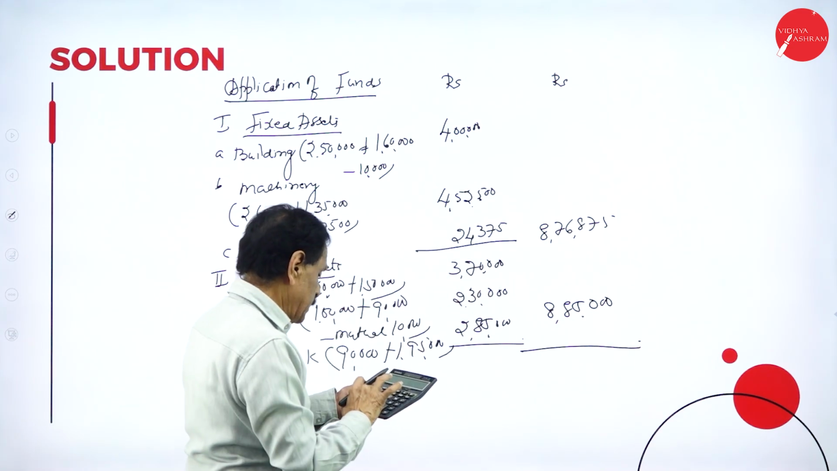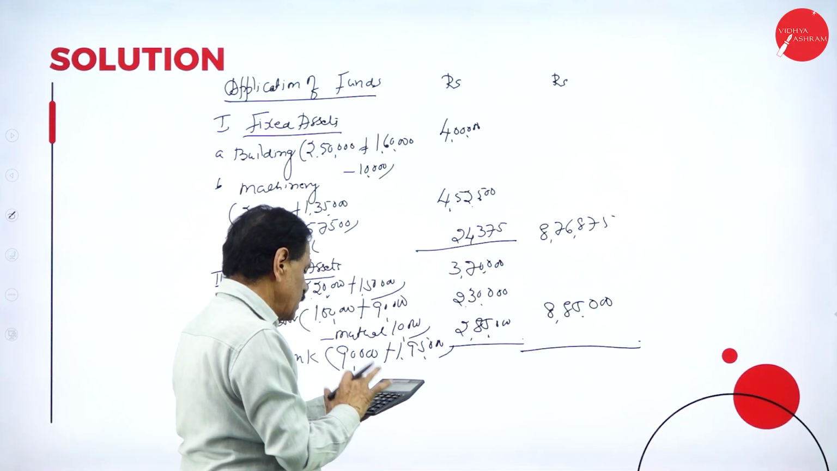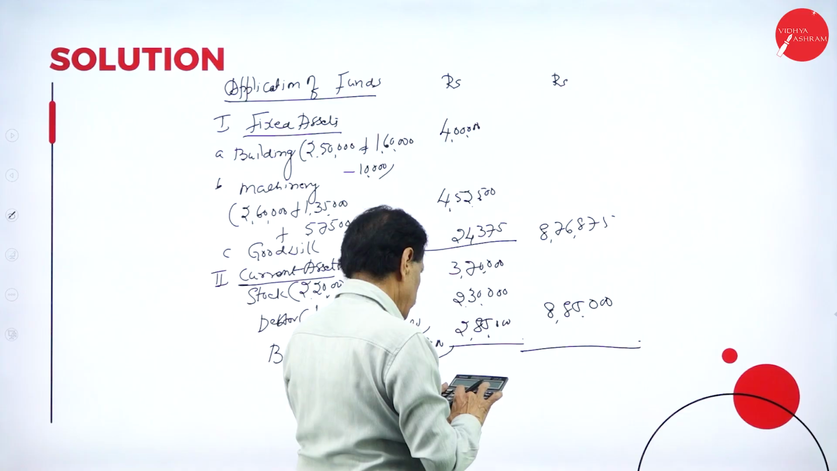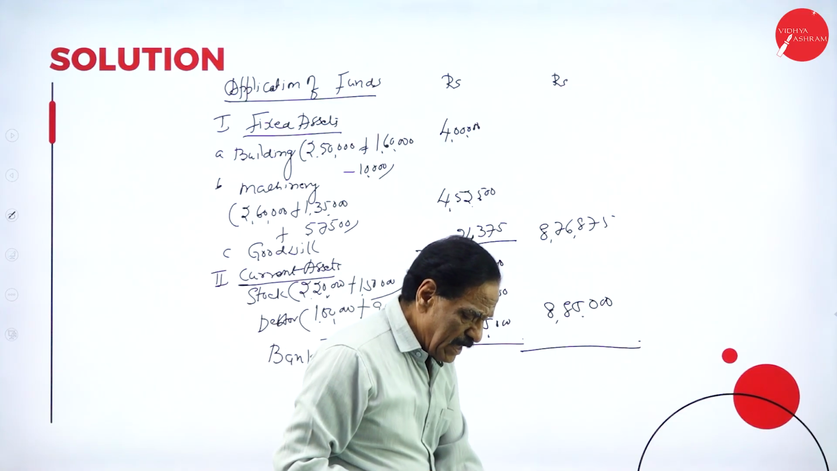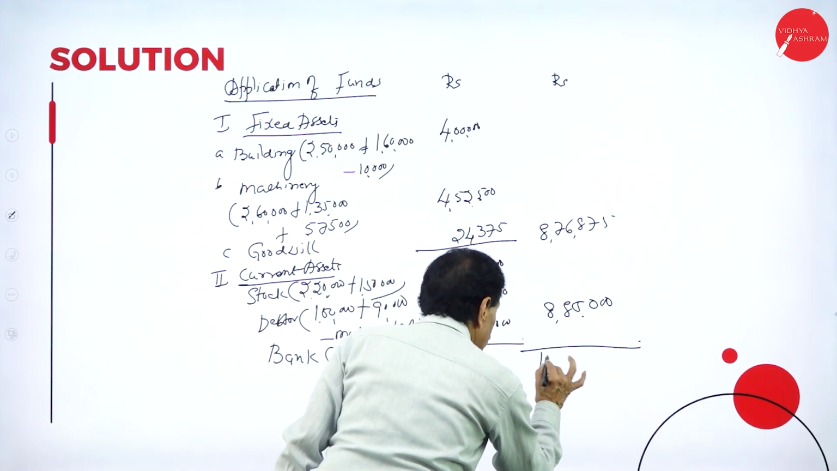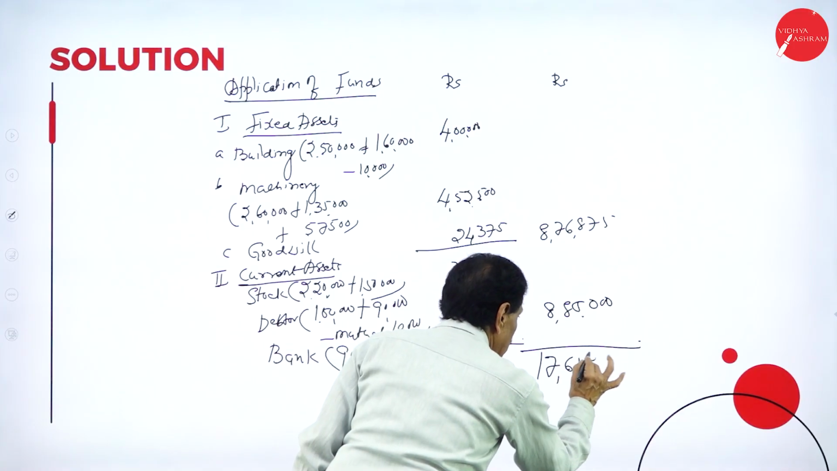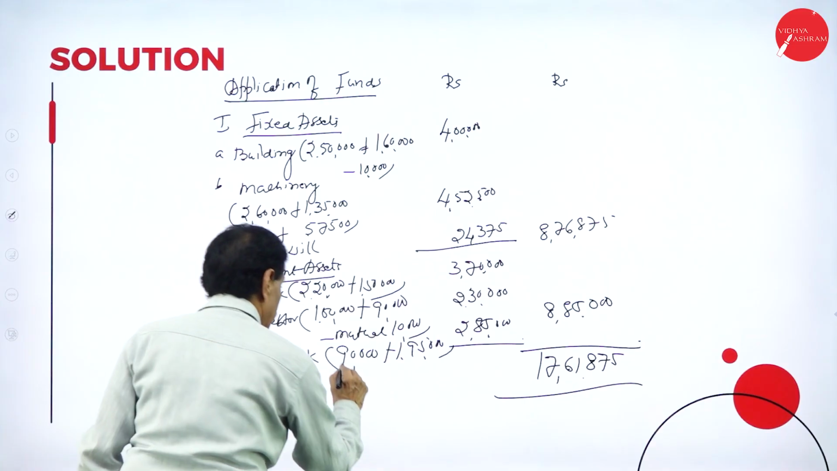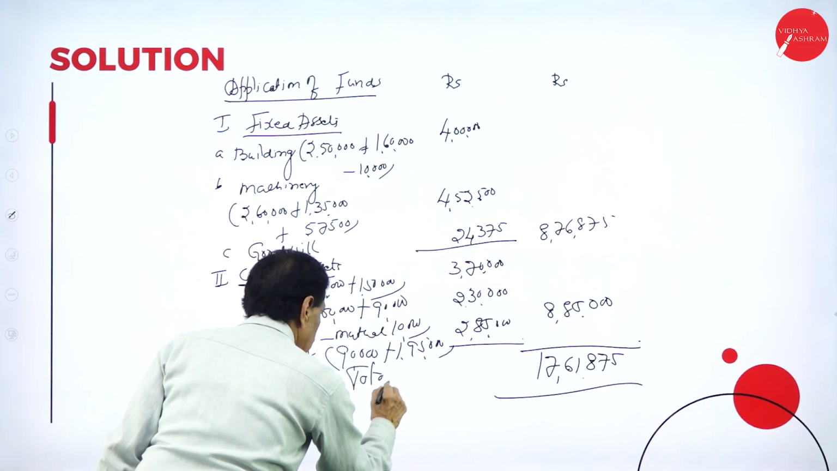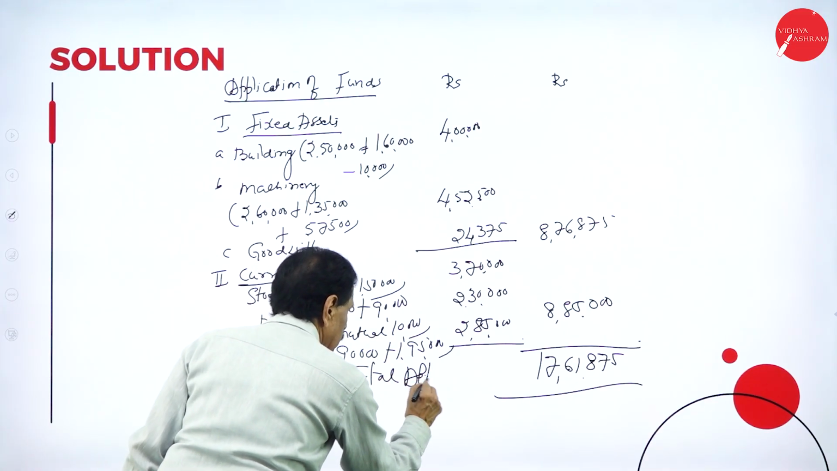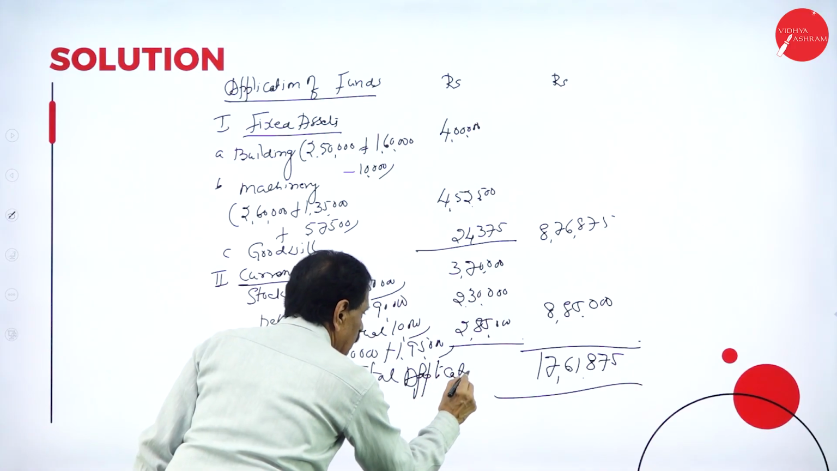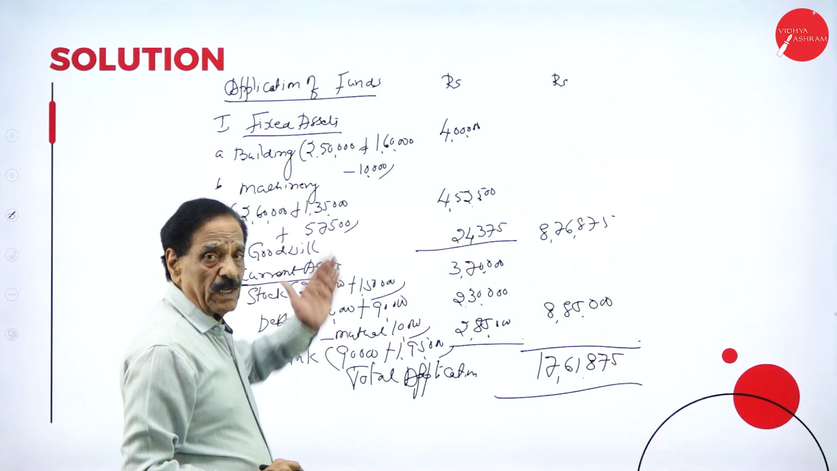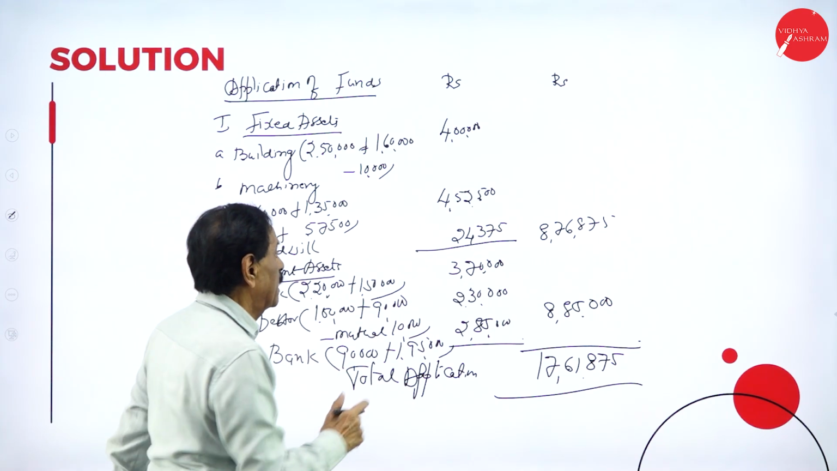Add the fixed assets 8,76,875. Total 17,61,875. Total application. Your total source equals total application. Asset is equal to liability.